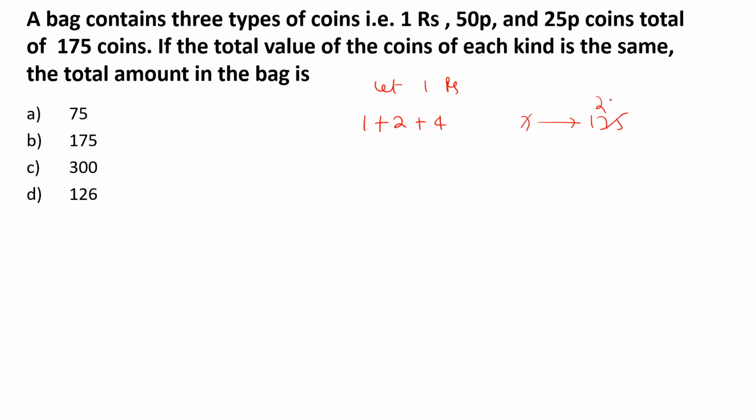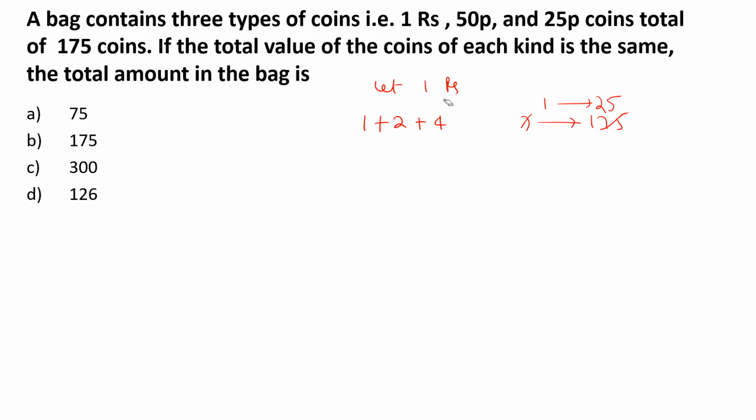7 to 35, 7 times 25. That means the value of 1 unit is 25. We need to tell the total amount in the bag. We assumed that each kind of denomination is 1 rupee.